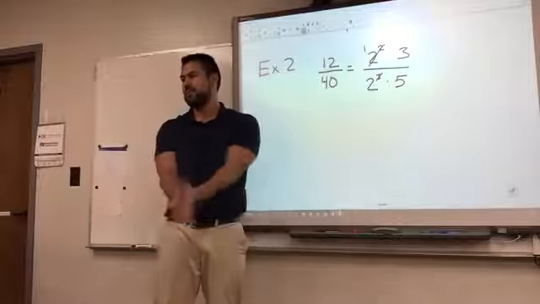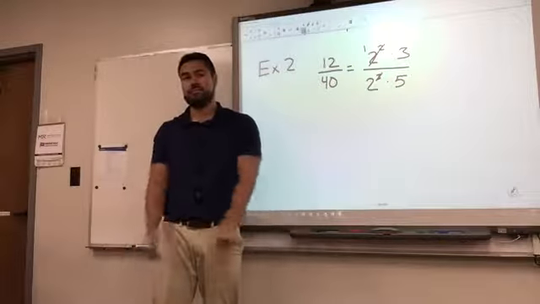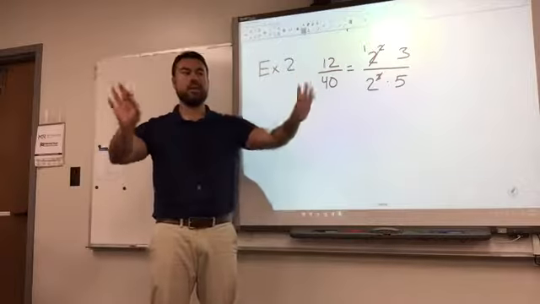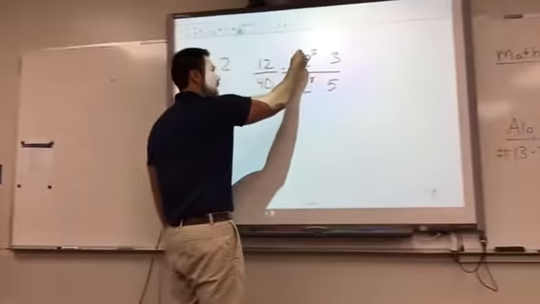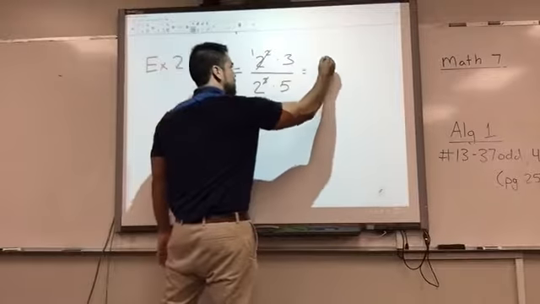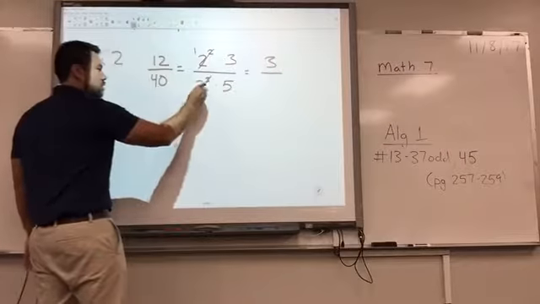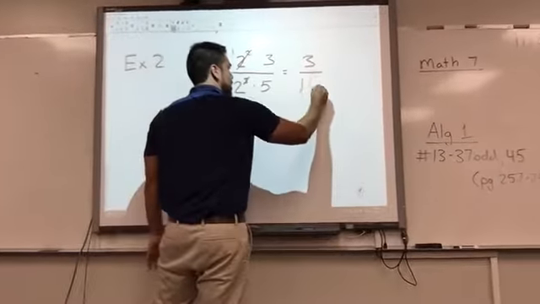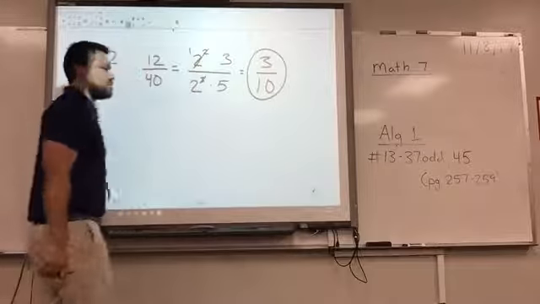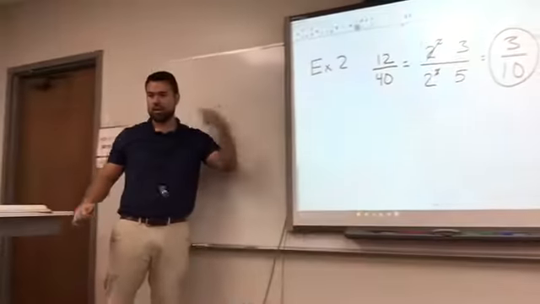Anything else that's common? Is there anything common? No. So you're done crossing out, and now it's time to multiply. What's 1 times 3? 3. What's 2 times 5? 10. That's your simplest form. That's the process I want you to go through.